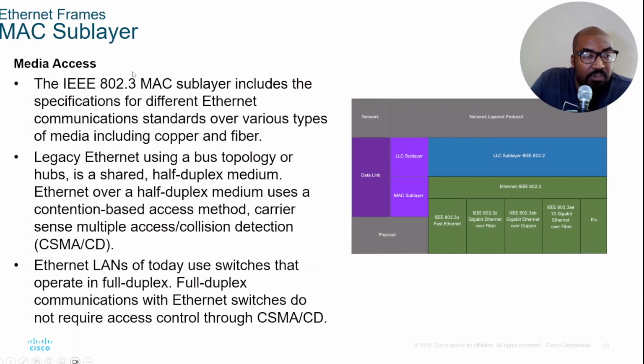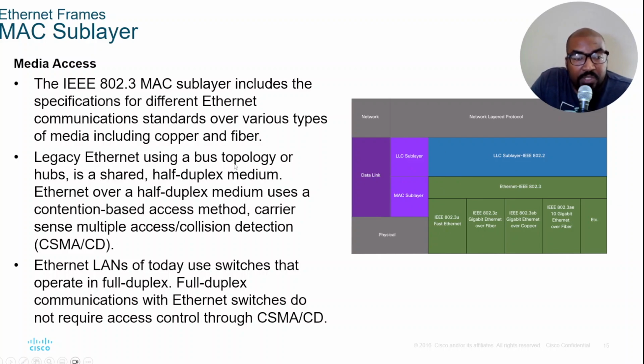Media access: the IEEE 802.3 MAC sublayer includes the specifications for different Ethernet communication standards over various types of media, including copper and fiber. We talked about this in the last video. This is that Ethernet frame that comes in. Here's the network layer. These are the MAC sublayers as they continue going through the OSI.